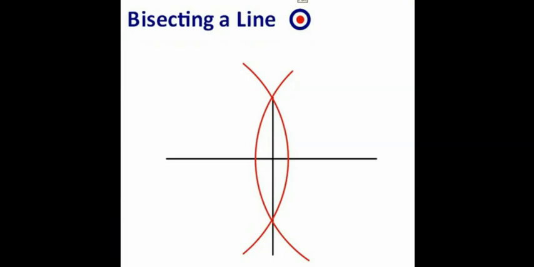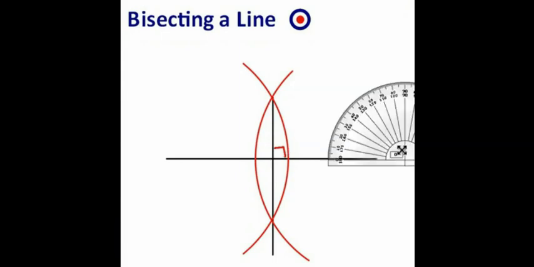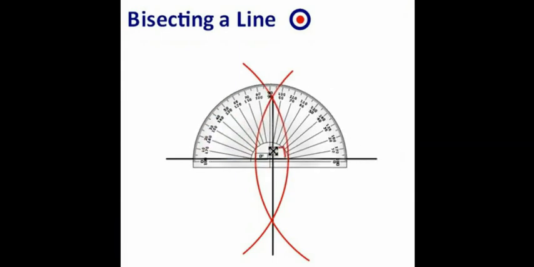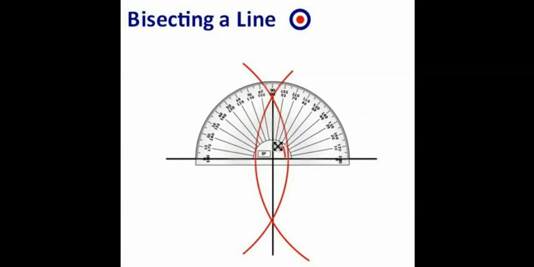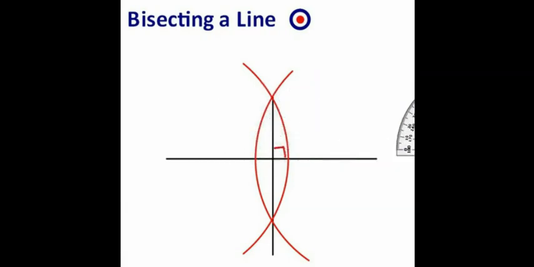We could also notice that we've created a right angle, so the 2 lines are perpendicular. Again, we can check that by getting our protractor and lining it up, and you should be able to see that the angle created is 90 degrees. Therefore, the lines are perpendicular.